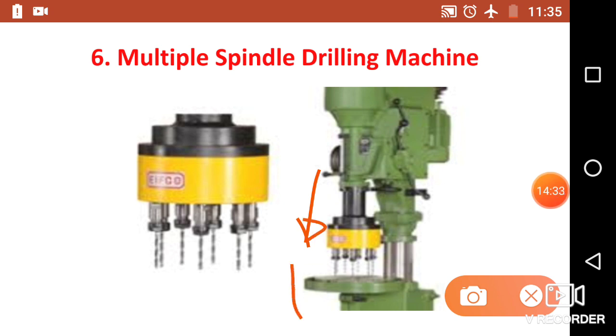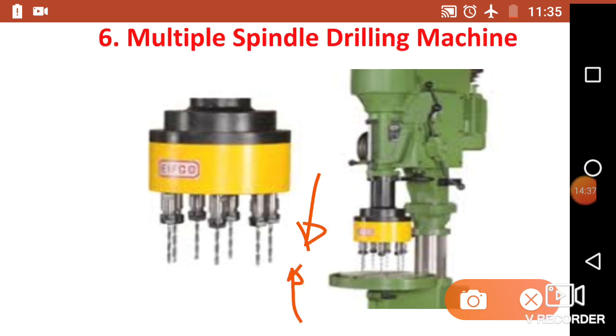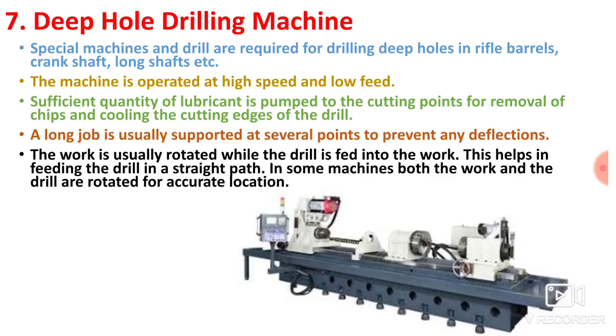Or you can move the table up and hence the feed can be given. Now the next type is deep hole drilling machine, that is the last one. So special machines and drills are required for drilling deep holes in rifle barrels, crankshaft and long shafts. Okay, so basically deep hole drilling machine is used for drilling a deep hole inside the workpiece.